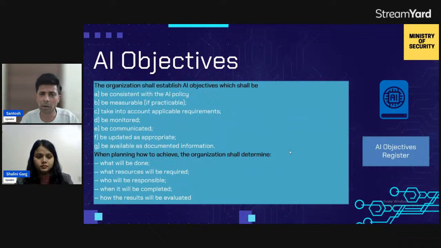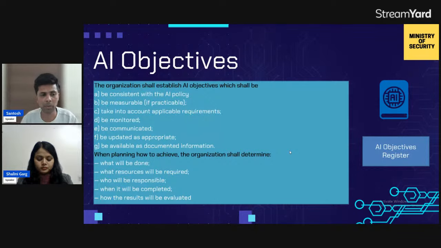Next is AI objectives. Why do you need AI objectives? Because without an objective, you cannot measure. Goals are broad, and the objectives are derived from your AI goals, which can be measured using metrics. You need to define AI objectives which are consistent with your policy. They should be measurable and should take into account all legal and regulatory requirements. They should be monitored, communicated, updated, and available as documented information.